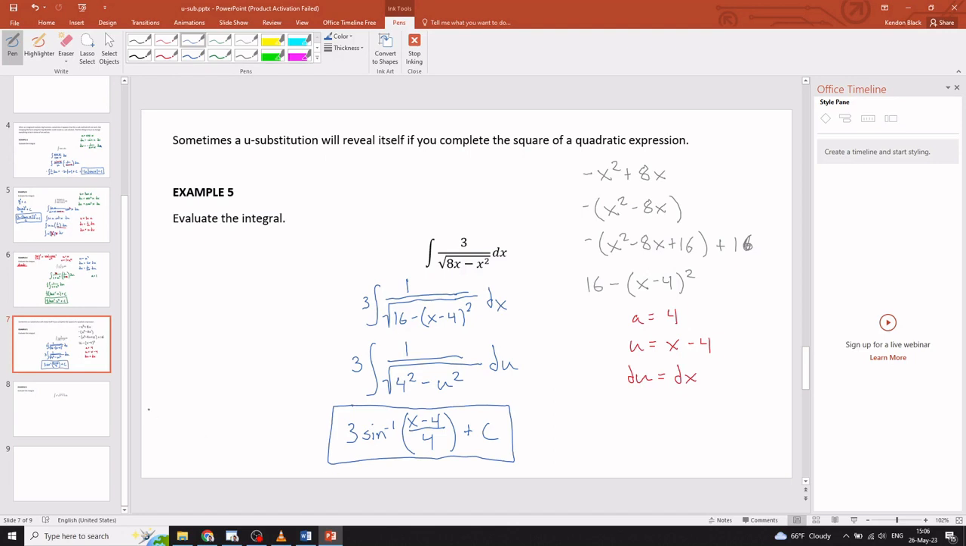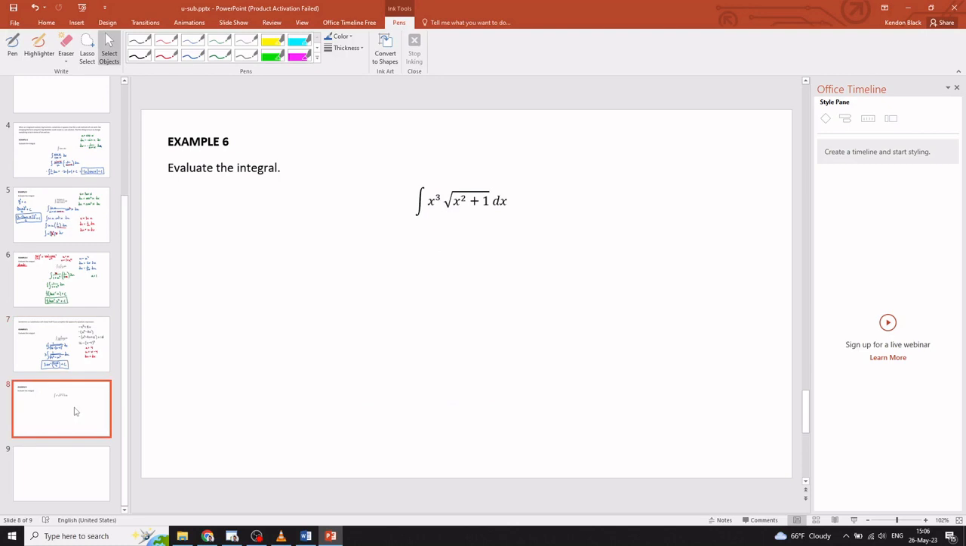Okay, we have one last problem. Evaluate the integral x cubed square root x squared plus 1 dx. Okay, the most obvious choice for our u seems to be x squared plus 1. That would make our du 2x dx. That makes our dx 1 over 2x du. Let's go ahead and make the substitutions.